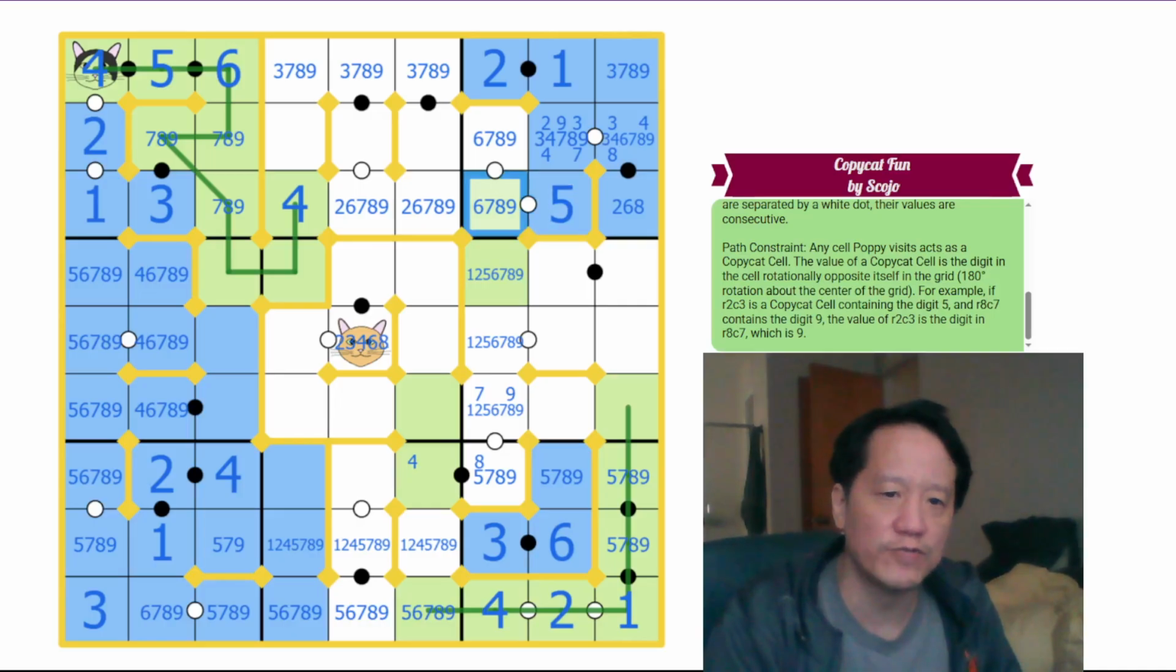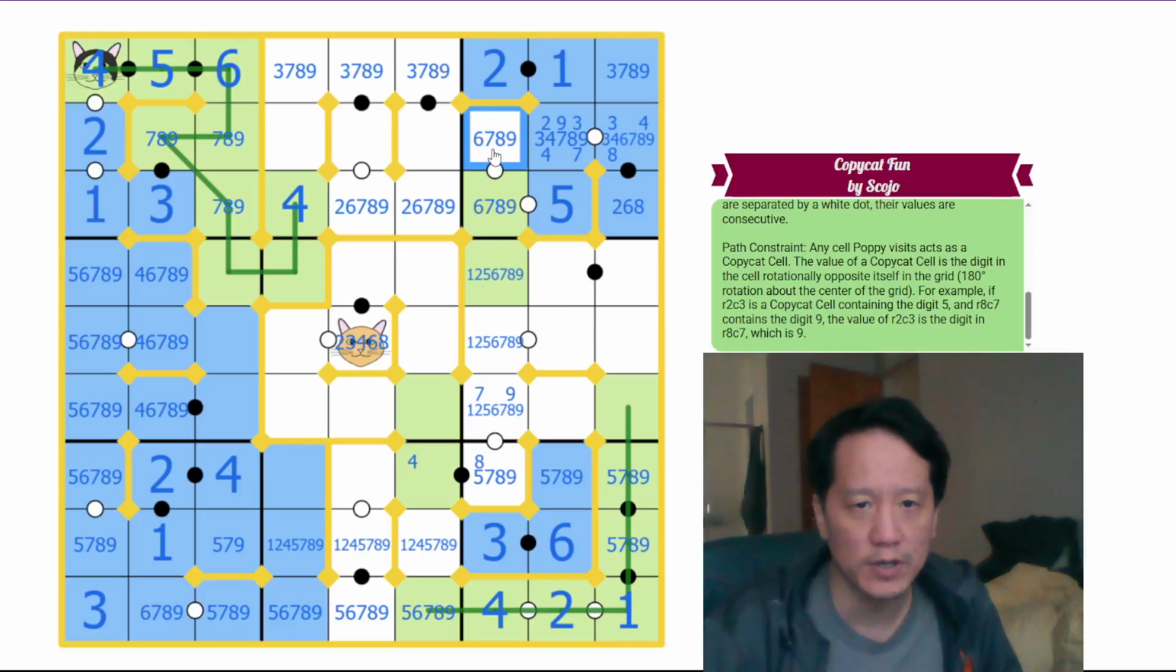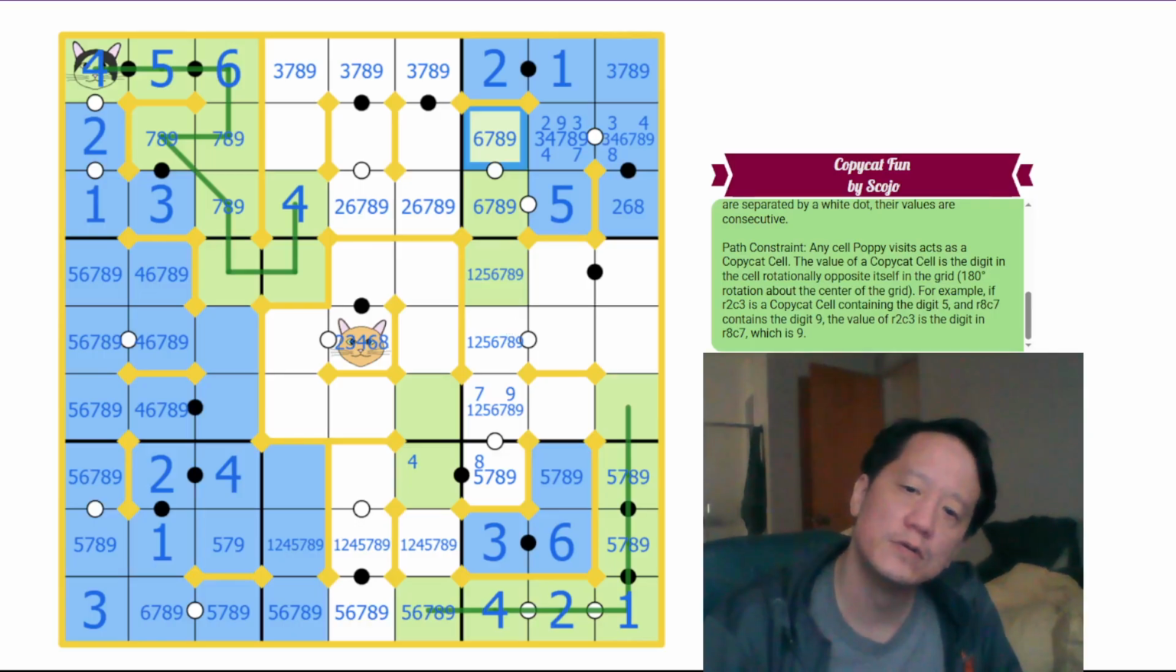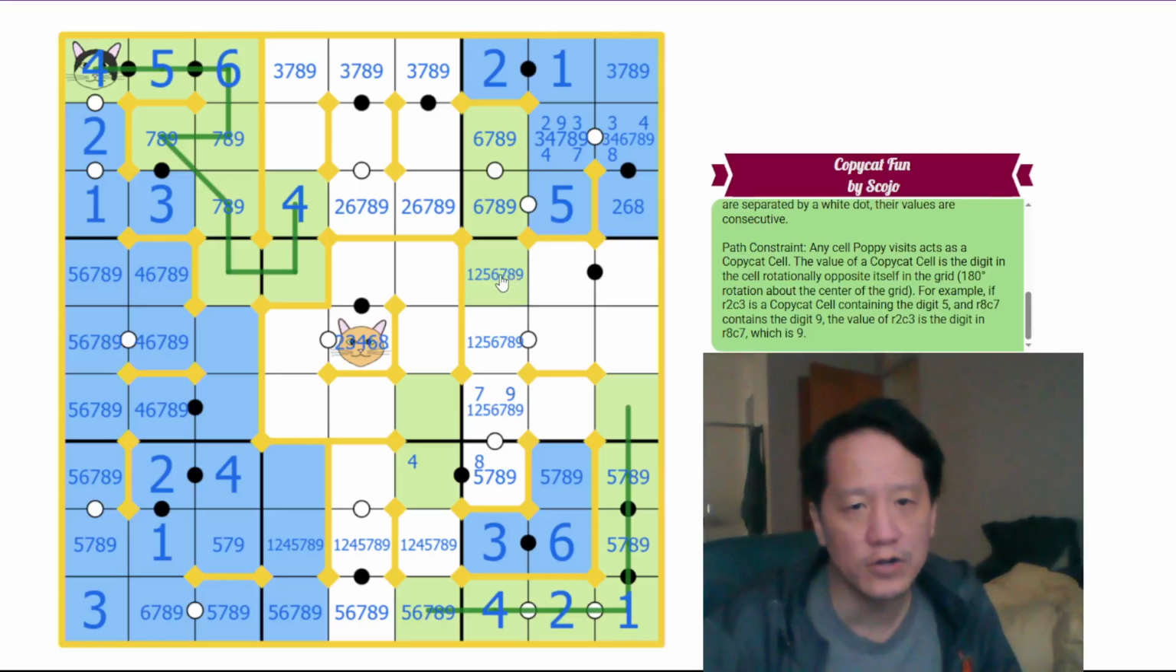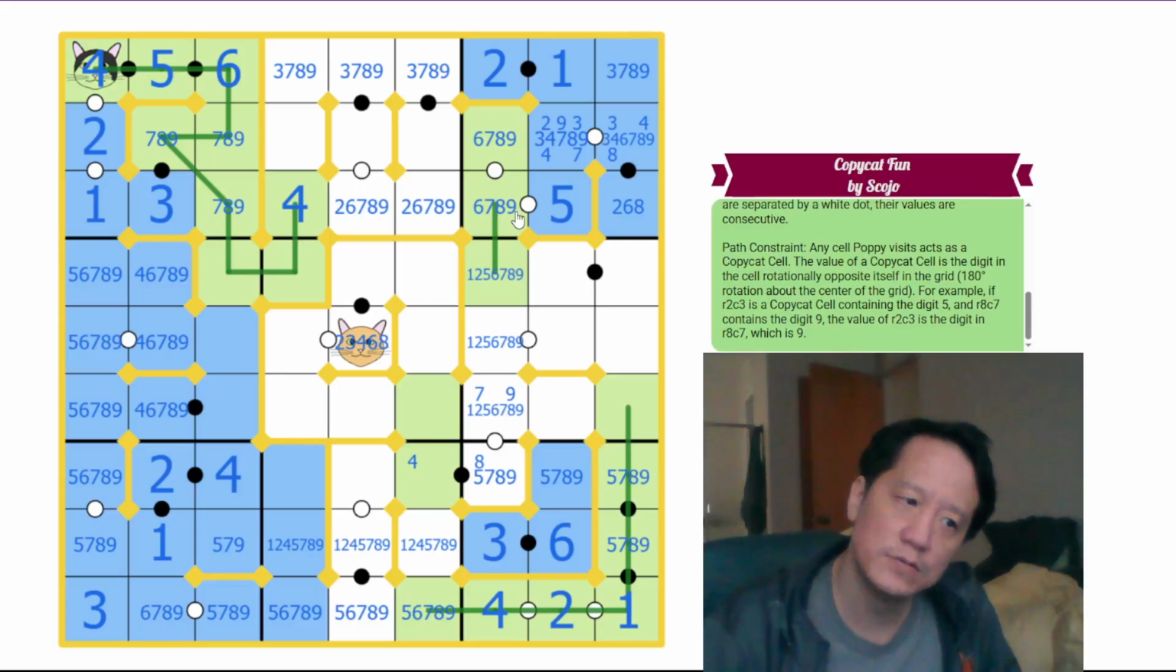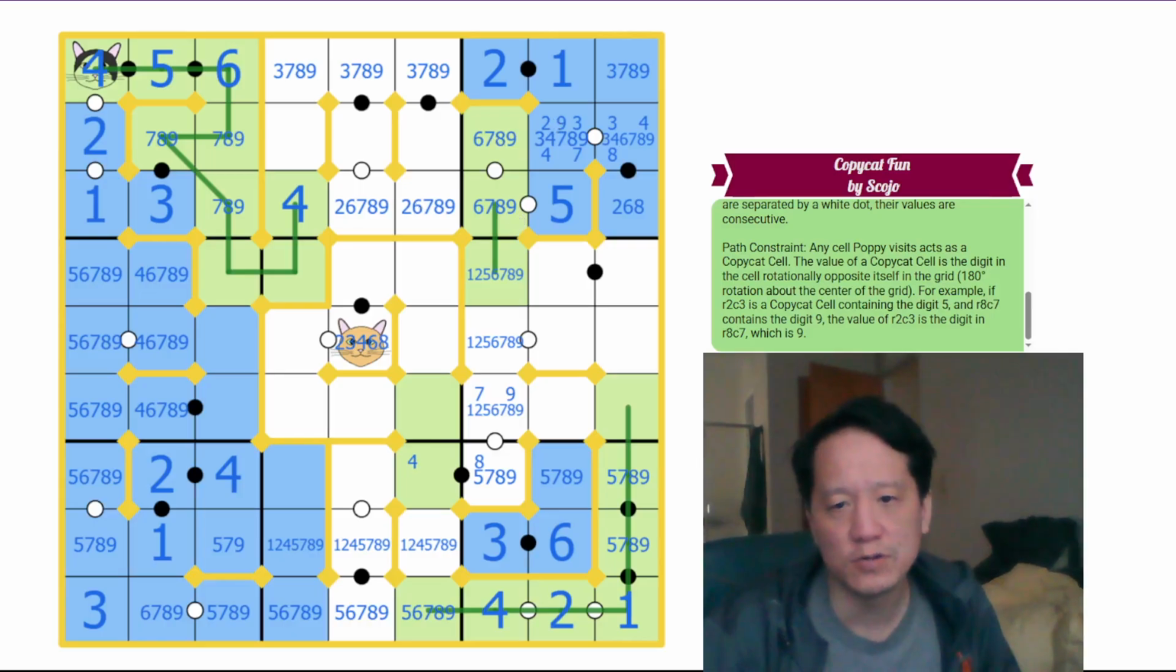5 is consecutive with 4. And this must be copycat then. Because 6, 7, 8, 9 is not consecutive with 4. So this is copycat also. And to get there, it cannot cross itself. So how are you going to go through here? Well, you can't go here and then go, I guess, well, you could do something like that. That is possible. And it could go like that. Okay, so we don't know which direction that goes.